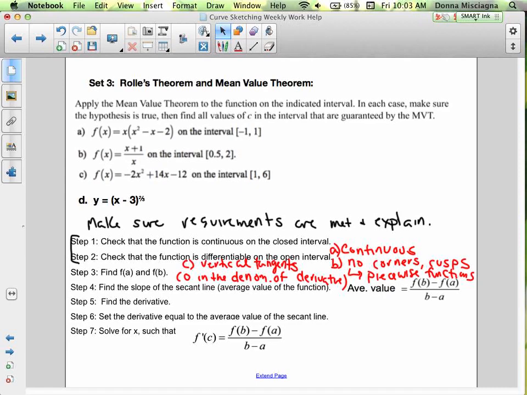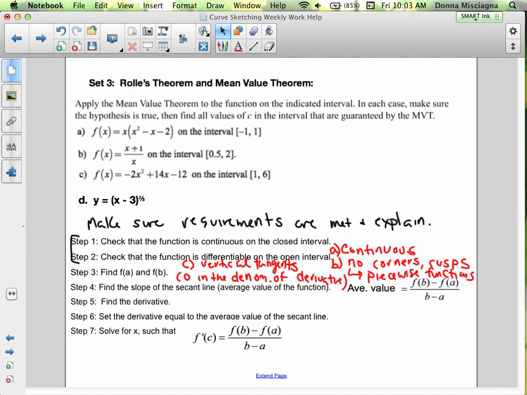All right, so those are the things that would make it not differentiable. But really, so long as it's continuous, chances are, just verify the rest, and then you'll be fine. And the corners and cusps, those occur only in piecewise functions. Regular functions just don't have corners and cusps in the middle of them.